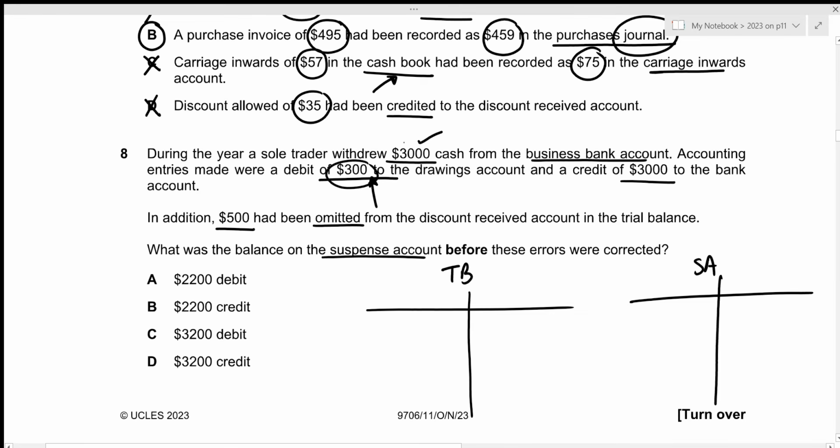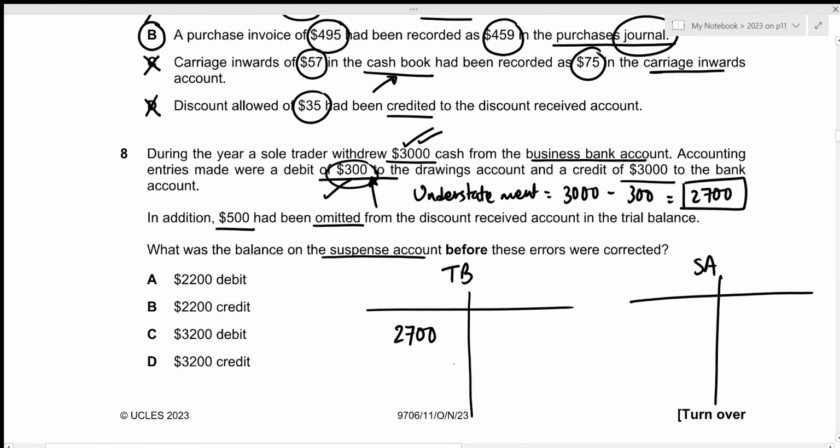Okay, so the first rectification that we need to do is the drawings account, because drawings account is understated. It should have been 3000, but we've only recorded 300, right? So the understatement in this case is of 3000 minus 300, which is 2700. So we now need to enter 2700 as our drawings within the trial balance, right? And drawings will always be recorded on the debit side, so we need to enter 2700 on the debit side within our trial balance. Now, the entry for this rectification within our suspense account will be done on the opposite side, which means that there will be 2700 on the credit side. Okay, also let us leave the space for our opening balance.